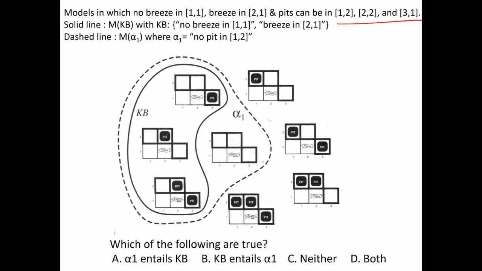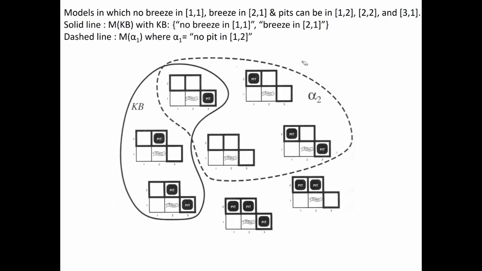In this case, which of the following is true? Again, you may want to stop the video. Well, M of KB is a subset of M of alpha 1, so B must be true. In other words, if you're in a world in which the knowledge base is true, then alpha 1 is also true, but not vice versa.